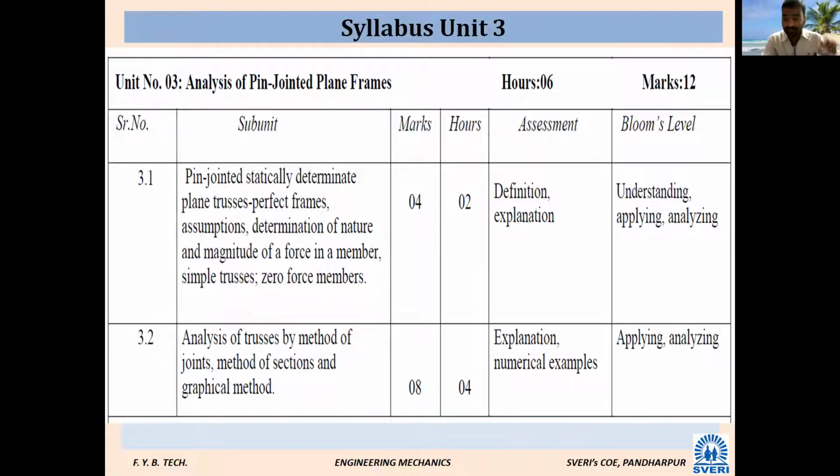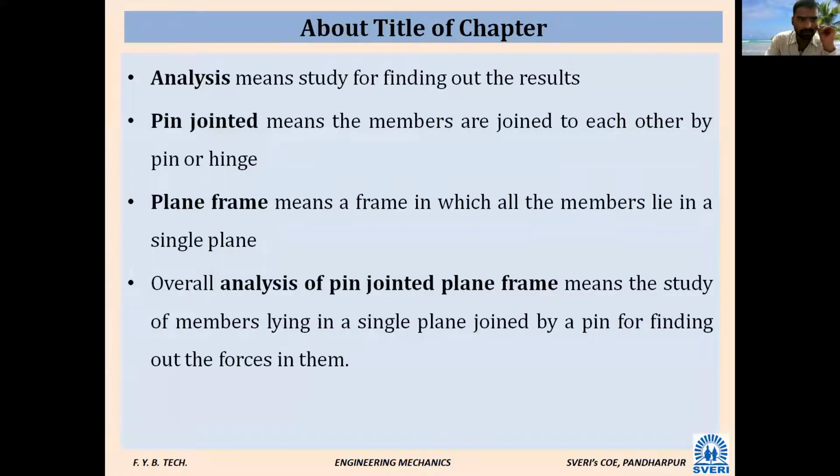And also in the analysis of plane frames, pin jointed structures, the self weight of the material is also neglected. Okay, so all of you read this one: analysis of pin jointed plane frames.